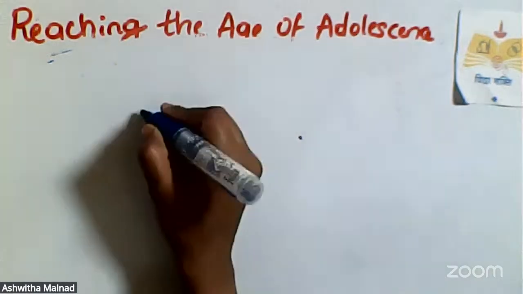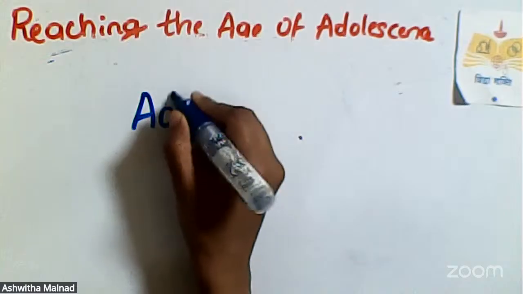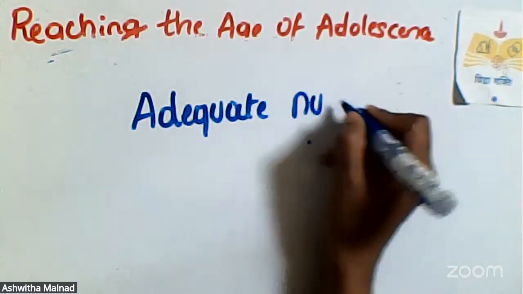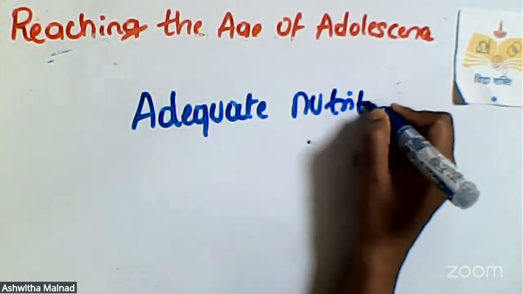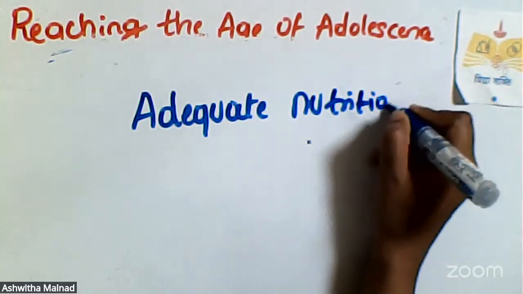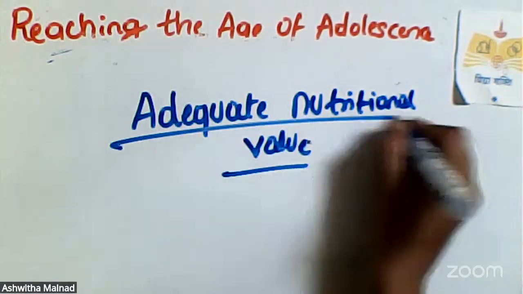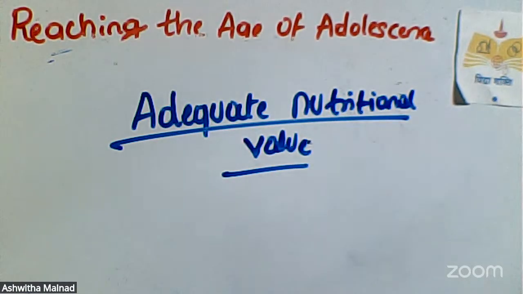So make sure that a balanced diet is a diet which has adequate nutritional value. When this nutrition is not being received by the body in a proper way, then you'll have to face the hormone imbalance. Got it, children? So this was about hormone imbalances that we come across in our daily life.